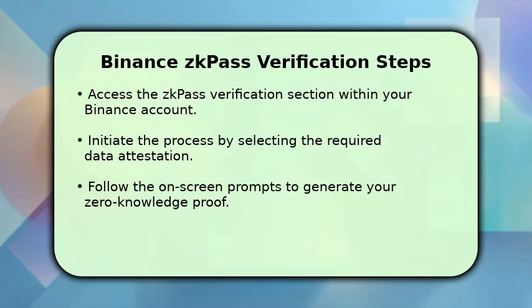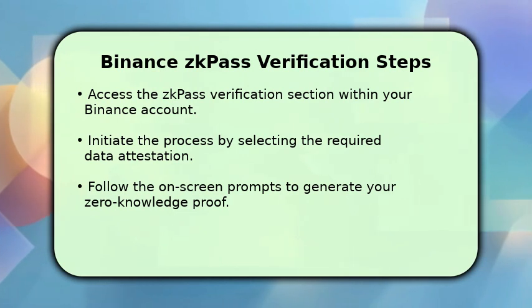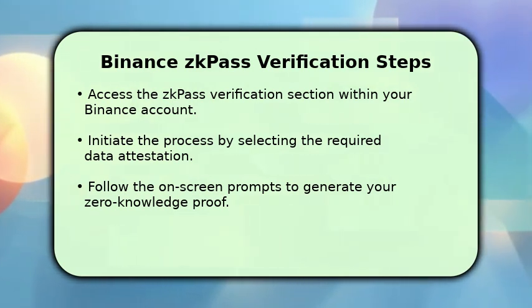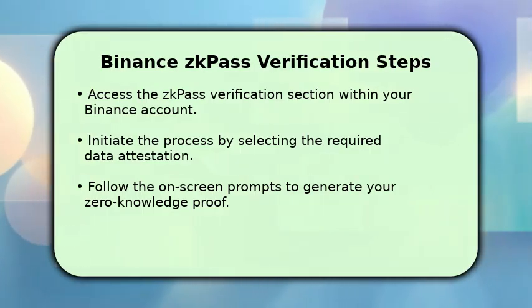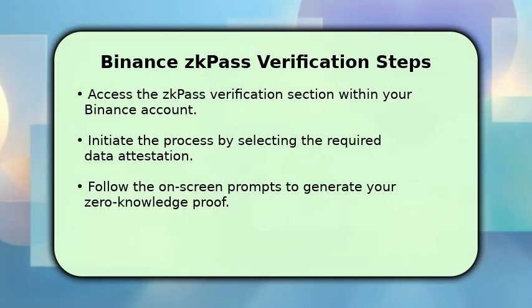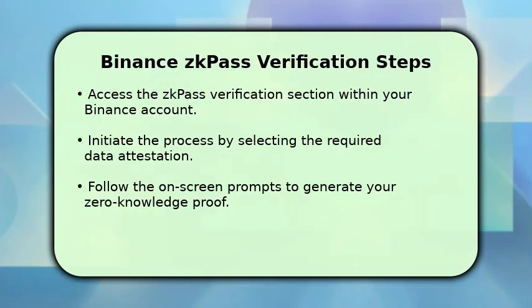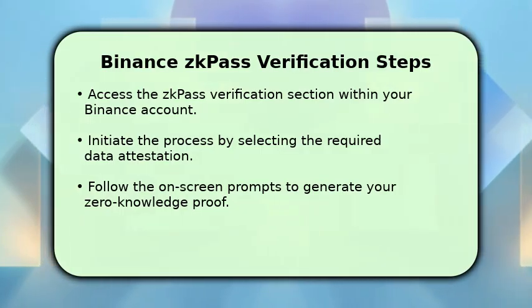To verify ZkPass on Binance, first navigate to the designated verification area within your account settings. You will then select the specific type of data you wish to attest to, such as identity or address. The system will guide you through generating a zero-knowledge proof based on your existing information. Once generated, you will submit this proof to Binance, completing the verification securely and privately, typically within a few moments.